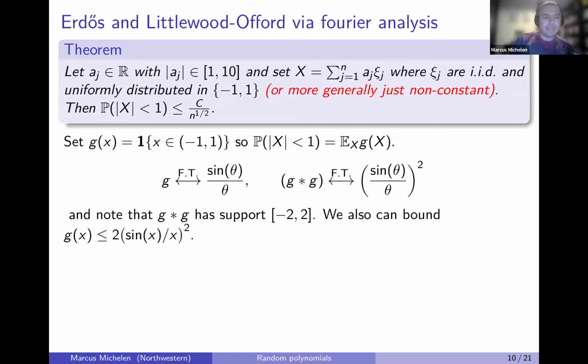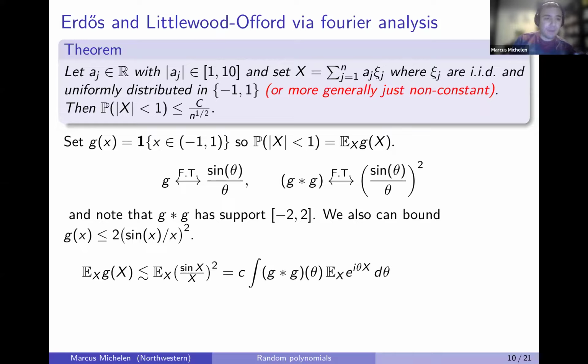And I can note that g is at most sine x over x squared times some constant. I'm not going to care at all about constants here. So what's the quick chain of inequalities for how you can prove something like this? I first just bound g above by sine x over x squared. That's just a pointwise bound.